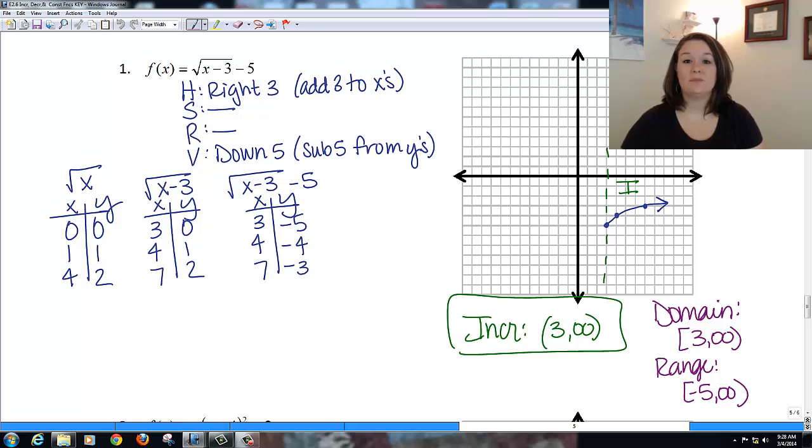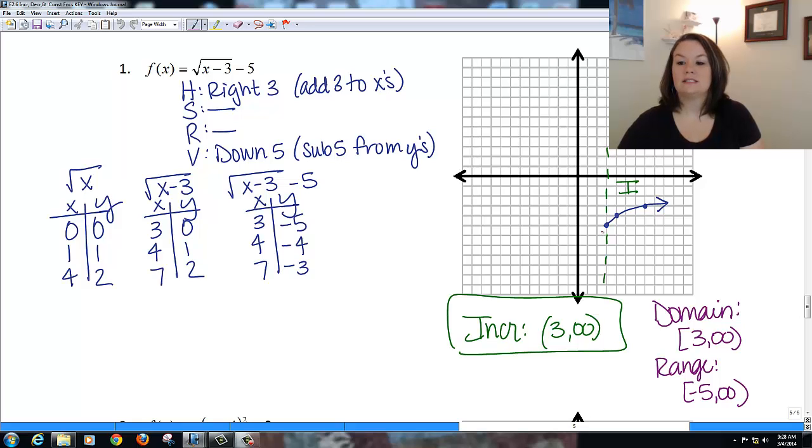All right. So this number 1. When we identify our parent, it is a square root of x. So I made my xy table. We have 2 shifts. We're going right 3 and down 5. So once we modify our tables, we end up with, well, depending on which values you picked, 3, negative 5, 4, negative 4, 7, negative 3, which gives me a nice little half parabola over here.